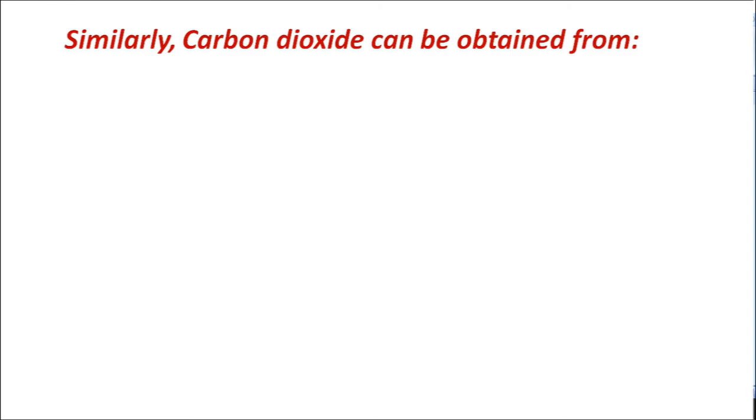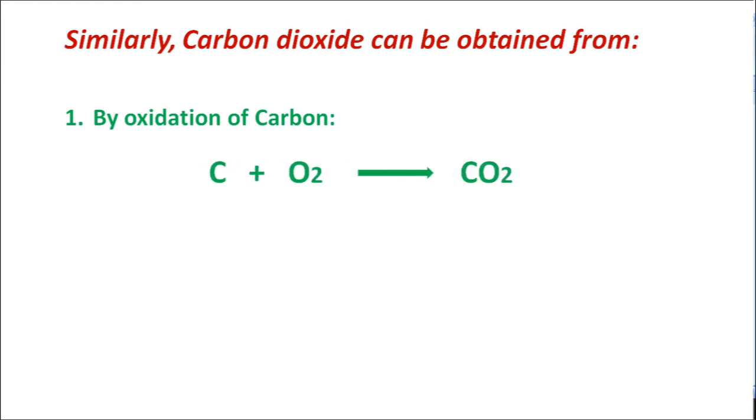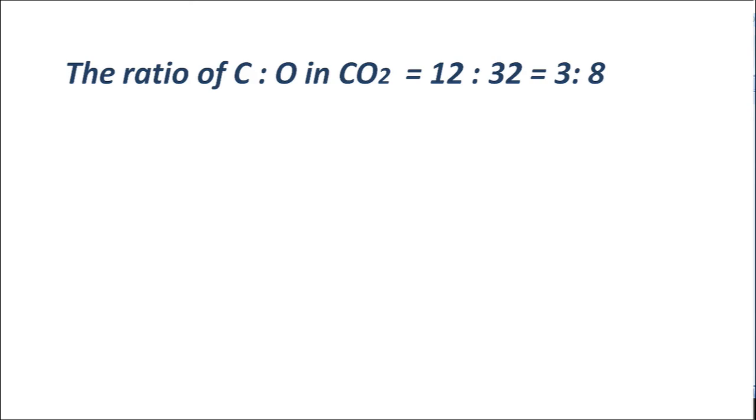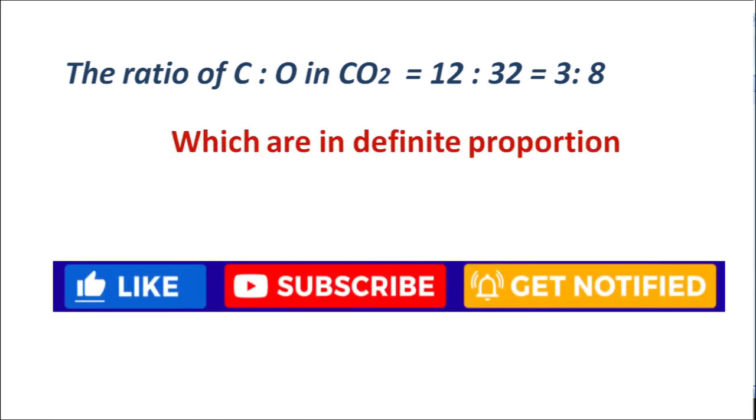Similarly, carbon dioxide can be obtained by oxidation of carbon: carbon plus oxygen gives carbon dioxide. It can also be obtained by decomposition of limestone, where calcium carbonate decomposes into calcium oxide and carbon dioxide. The ratio of carbon to oxygen in carbon dioxide is 12:32, which is equal to 3:8, which are in definite proportion or constant proportion.